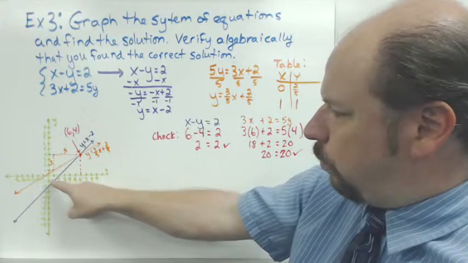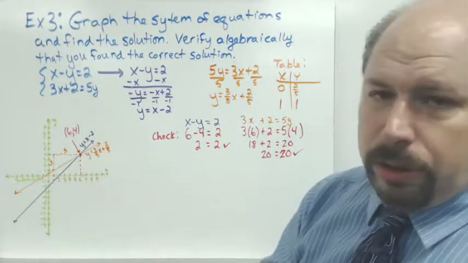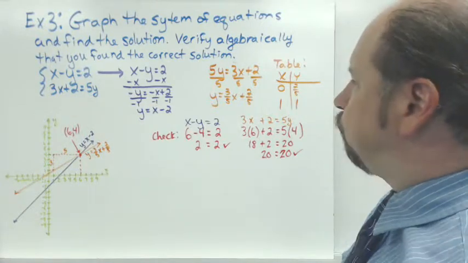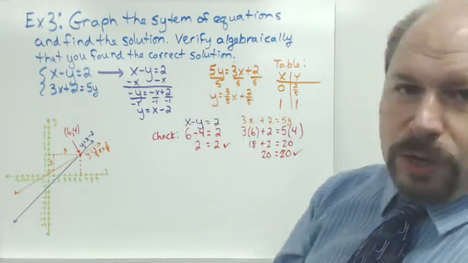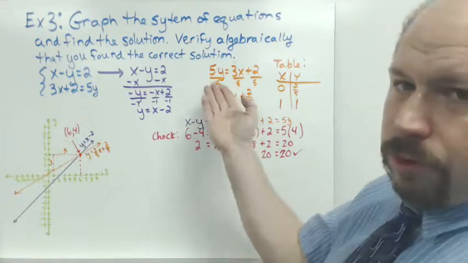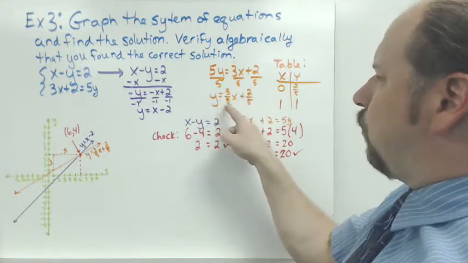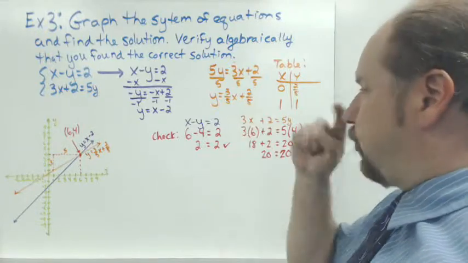So if we go up 1 and over 1, up 1 over 1, we have a couple of points. We just connect the line. Okay, for the other one, 5y equals 3x plus 2. To solve for y, we just need to divide through by 5. So we get y equals 3/5 x plus 2/5.